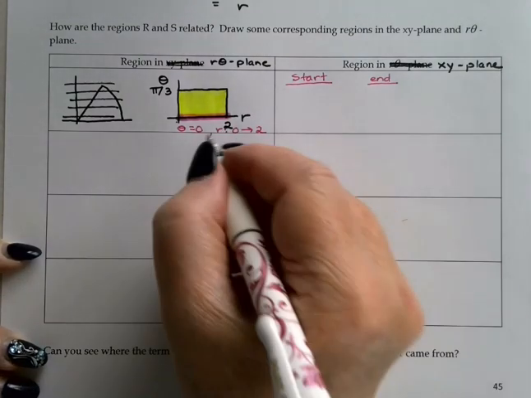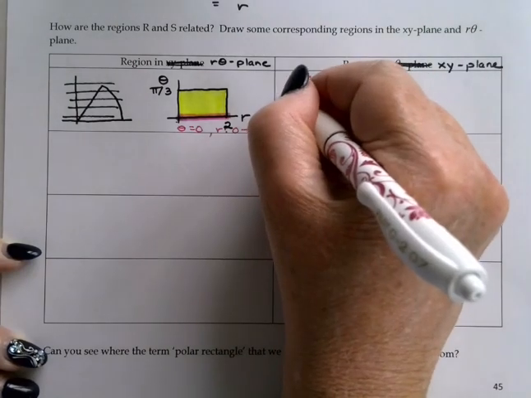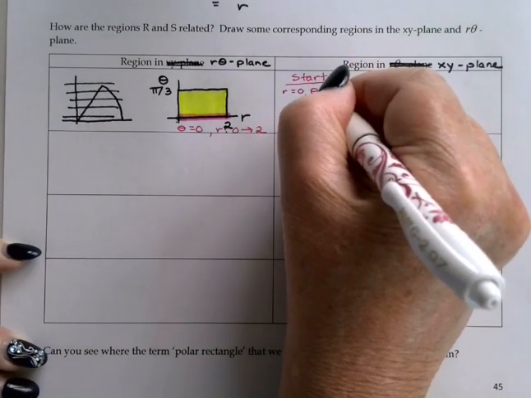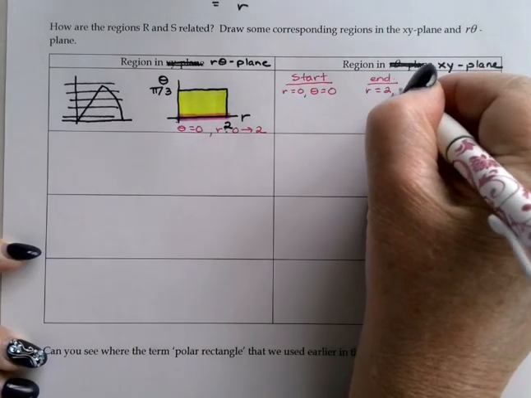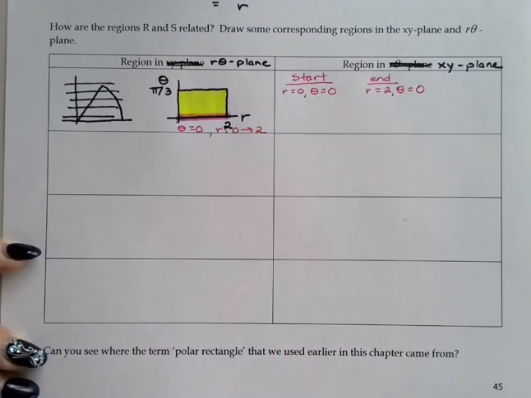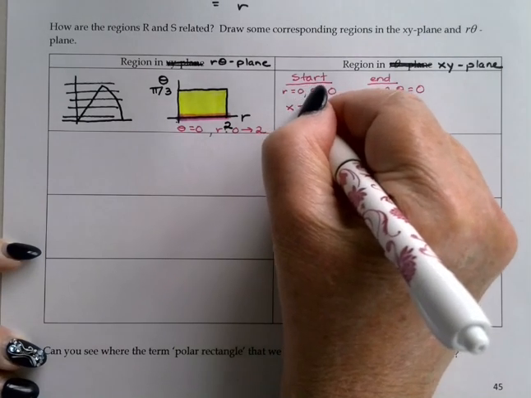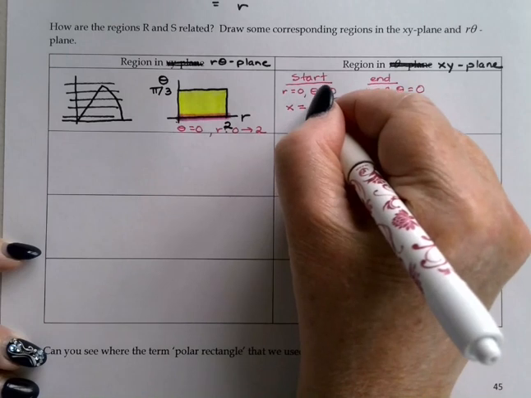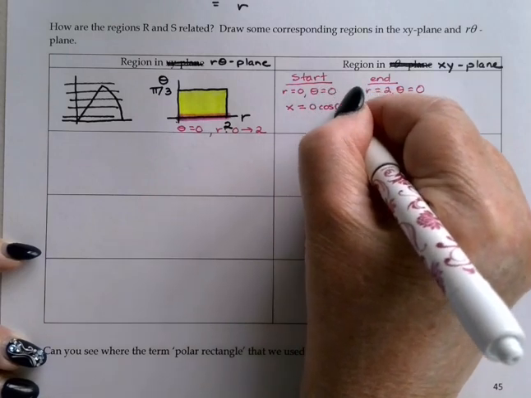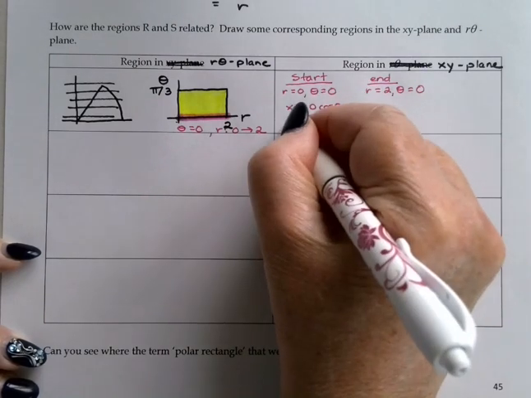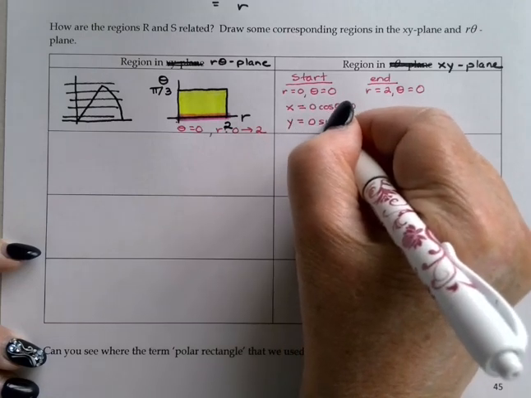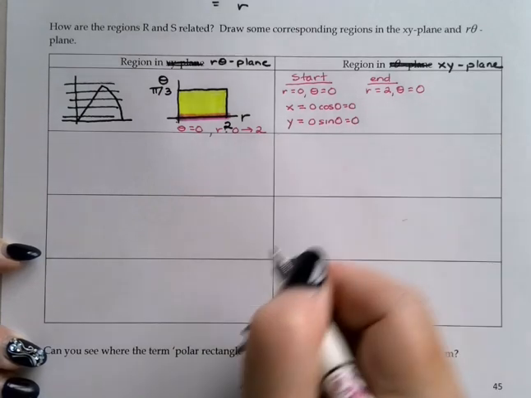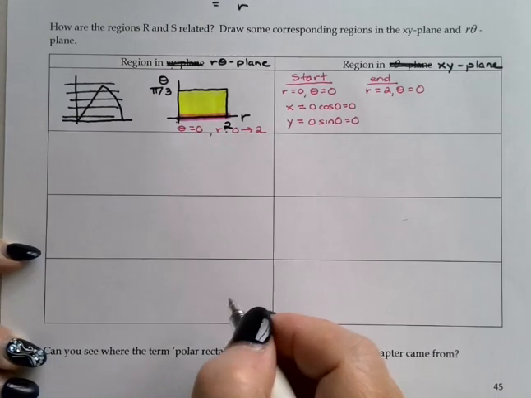So I'm going to start at r equals 0, theta equals 0, and I'm going to end at r equals 2, but still theta equals 0. So x is r cosine theta, which is 0, and y is r sine theta, which is also 0. I start at the point (0, 0).